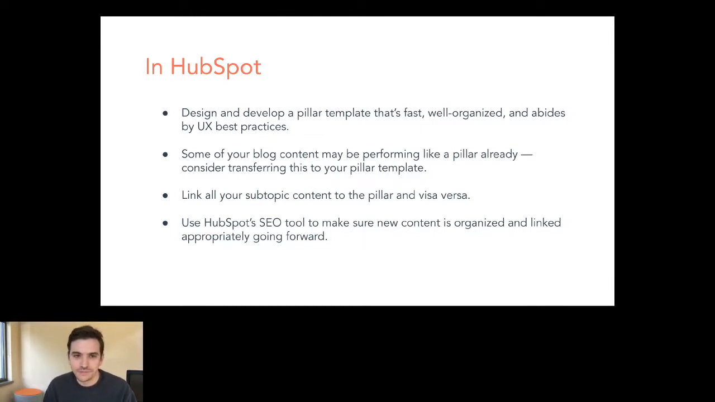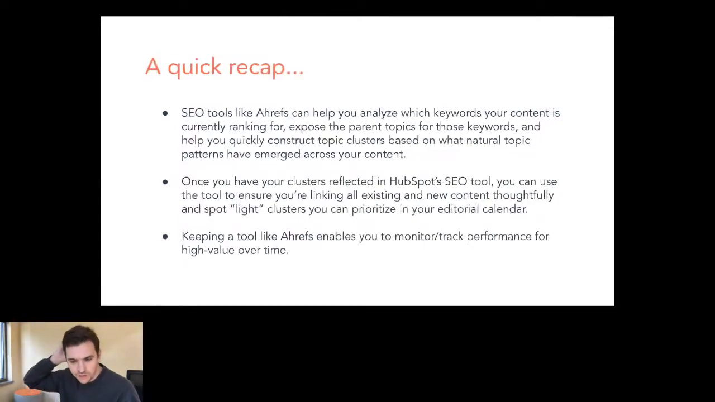So let's just quickly recap. I know this is a quick presentation. I'm recapping here in case you want to steal this and make the case to a boss or to yourself for doing this. SEO tools like Ahrefs can help you analyze which keywords your content is currently ranking for, expose the parent topics for those keywords, and help you quickly construct topic clusters based on what natural patterns have emerged across your content. Once you have your clusters reflected in HubSpot's SEO tool, you can use the tool to ensure you're linking all existing and new content thoughtfully and spot clusters you can prioritize in your editorial calendar.